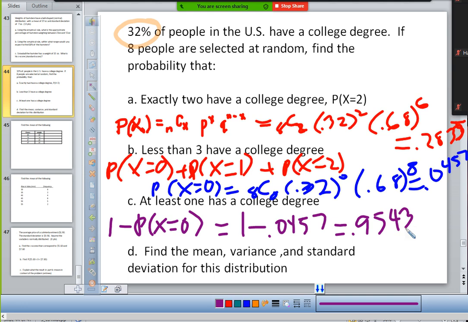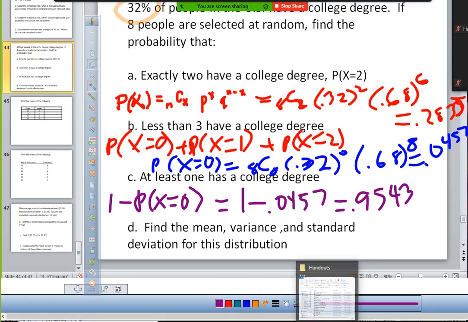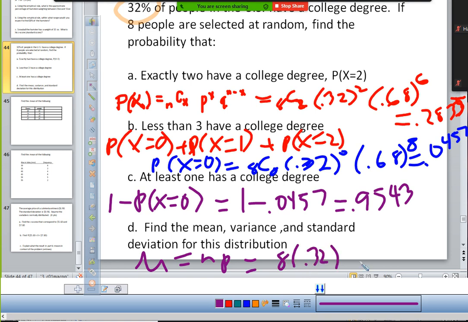Find the mean, variance, and standard deviation for this. So you guys remember this is my favorite, right? Because the mean is just NP. So N is 8, P is 0.32, so 2.56.